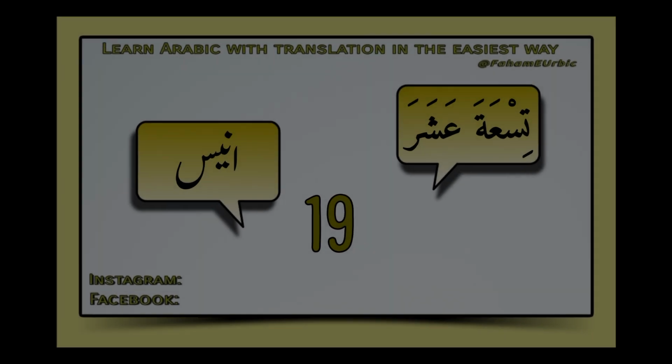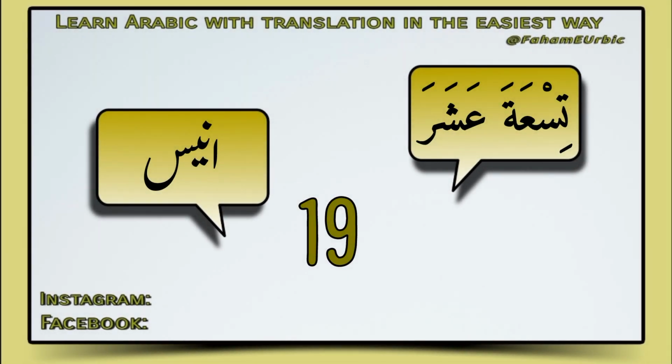The next number is Tis'ata ashara. Number 19 is known as Tis'ata ashar in Arabic.